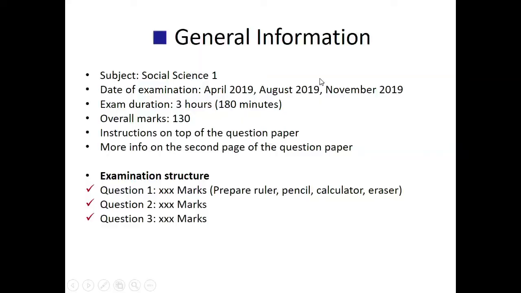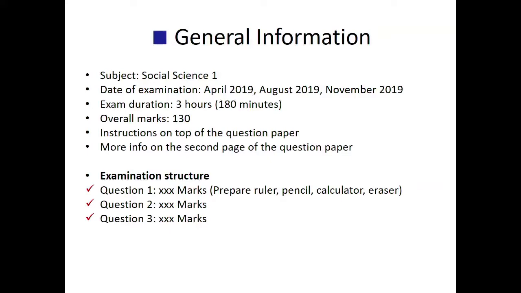Okay, so for the background, the subject that you are sitting for here is Social Science 1, and the exam that you will be writing either in April or in August is for 3 hours, which is out of 30 marks. So you will have instructions and everything on your question paper.